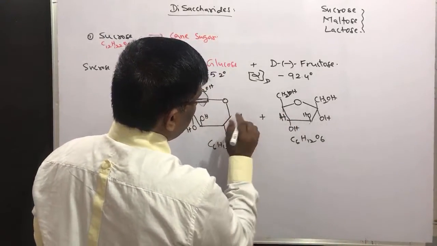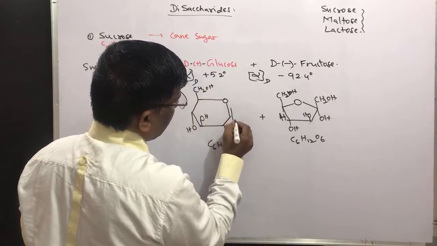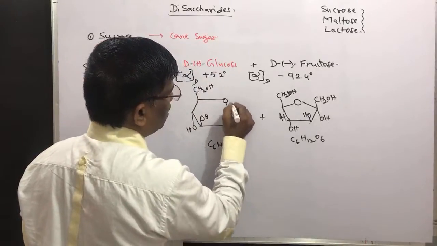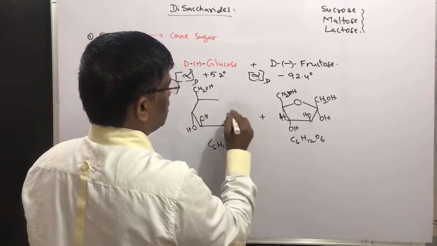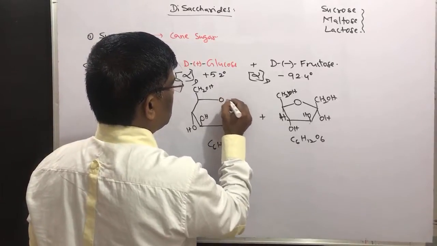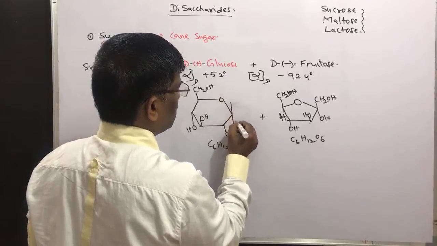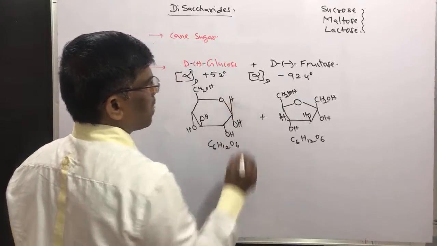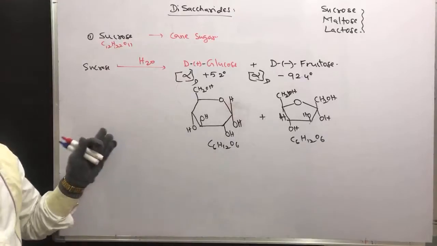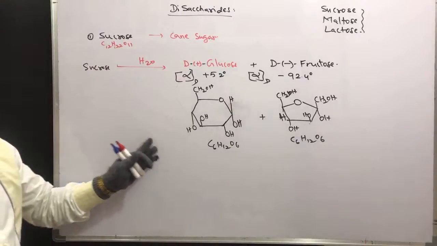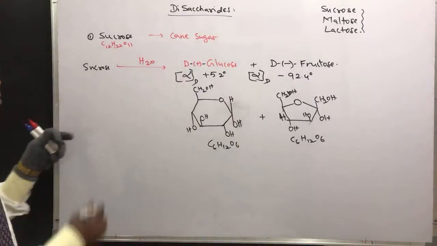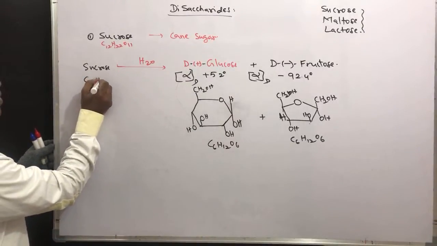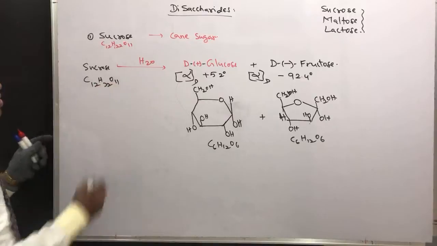Moreover, why not I stick on to alpha. Yes. So alpha and alpha. So alpha D glucose and alpha D fructose. It is going to give sucrose. Upon hydrolysis, it is going to give these compounds.